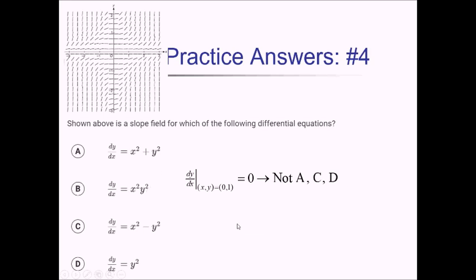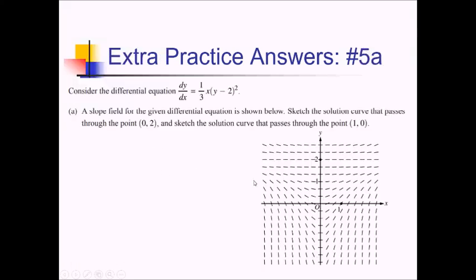so that must mean that choice B is the answer. For this free response problem, we have, let's see, the differential equation 1/3 x times (y minus 2) quantity squared. And our first task, given this slope field for our differential equation, we just have to sketch a solution curve that goes through 0, 2, and another solution curve that goes through 1, comma 0.